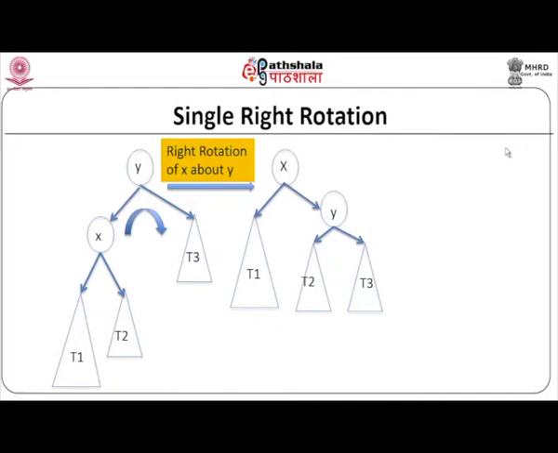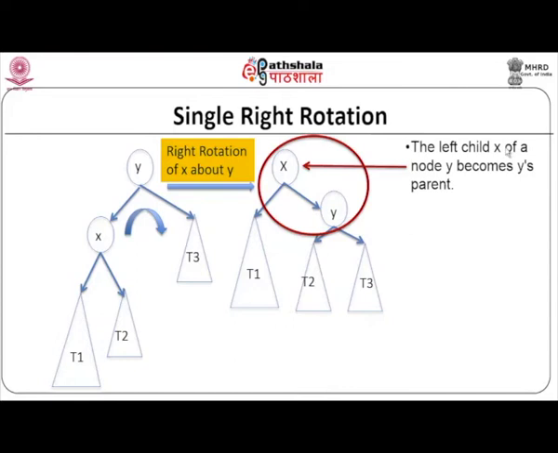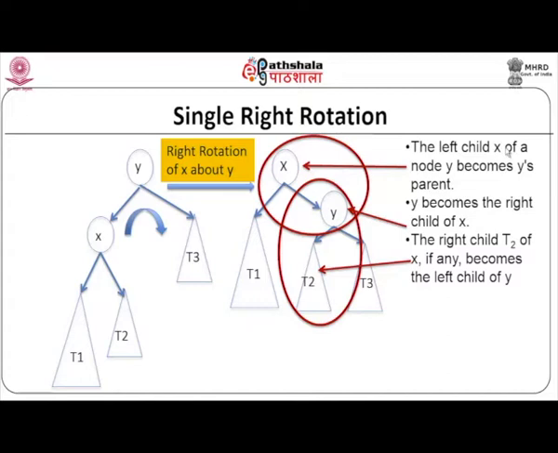You want to rotate, we have seen this example, right rotate of x about y. Actually what is happening is the left child of x, a node y which was previously there, now becomes y's parent. Okay, that is the first step. Then y becomes the right child of x. This is for right rotation of x about y. Then the right child T2 of x, if it exists, now becomes the left child of y. These are the 3 steps in right rotation.